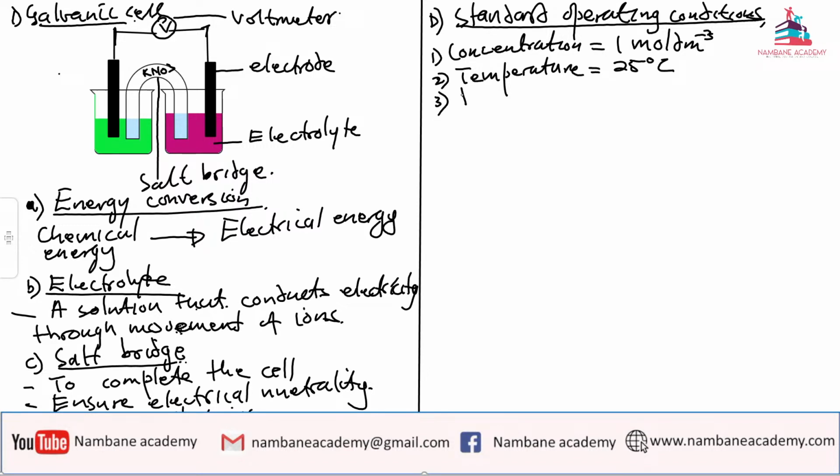The third one will be pressure, and this pressure must be equal to 101.3 kilopascal. Very, very important, ladies and gentlemen. If you do not write the correct SI unit, believe you me, you are going to lose the marks. It's very key and critical for that matter, ladies and gentlemen. Then we have E, what we call cell potential.